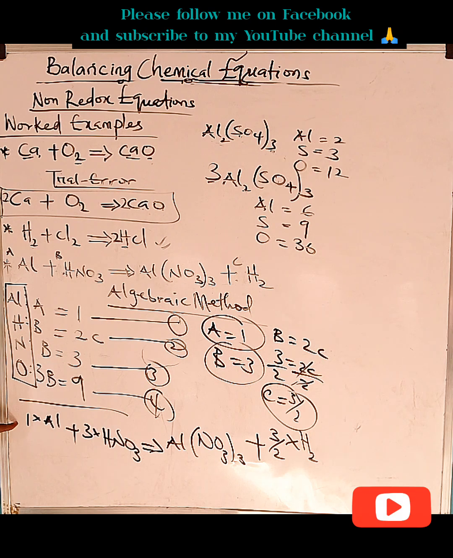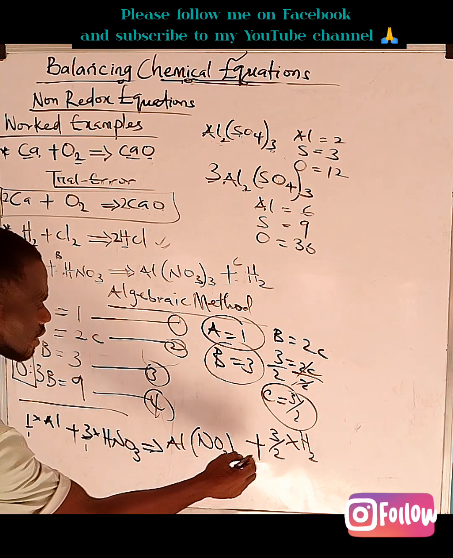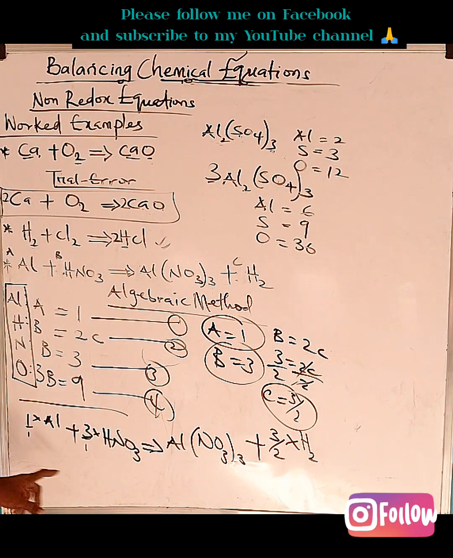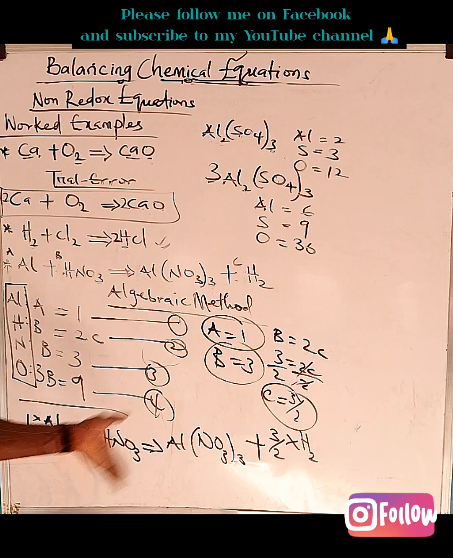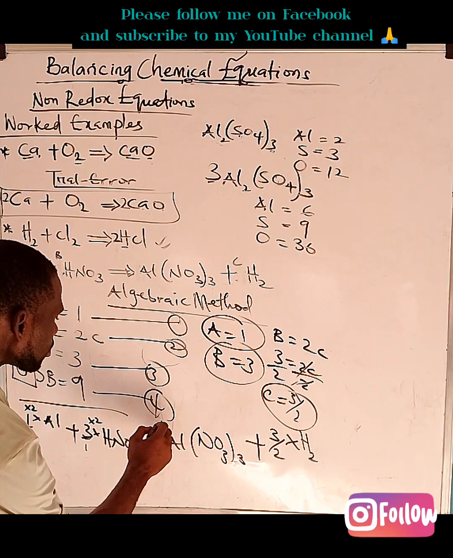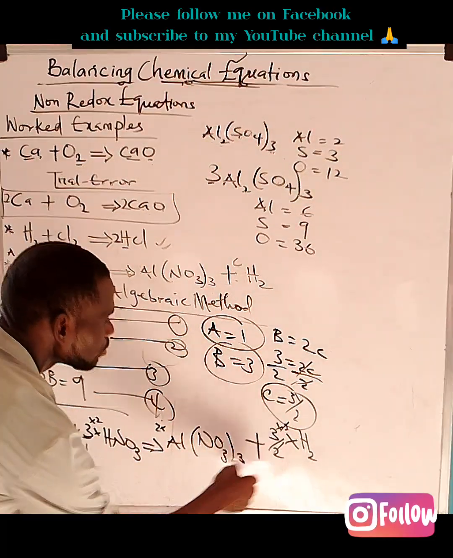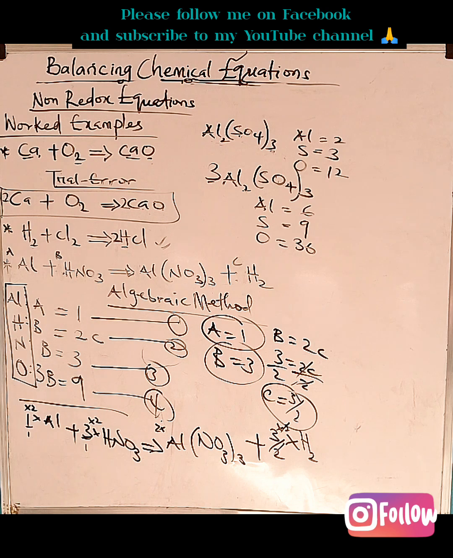Look how everything is well set out. Aluminium, we have 1. The A is 1. The B is 3. Then the C is 3 over 2. So right away, we have 1 over 1, 3 over 1, and 3 over 2. So the denominators are 1, 1, 2. The LCM of 1, 1, 2 is 2. So we're going to use the LCM 2 to multiply all through, times 2, times 2, times 2, and everything is settled.